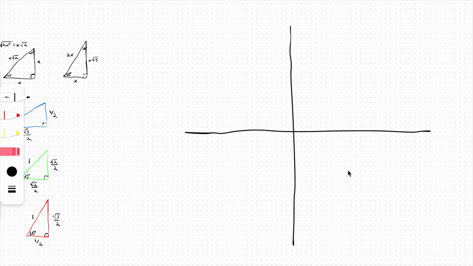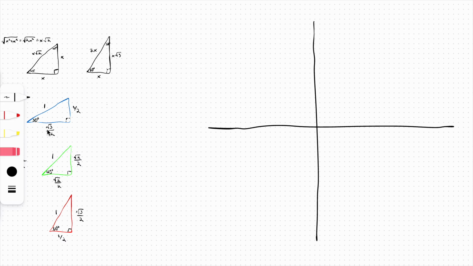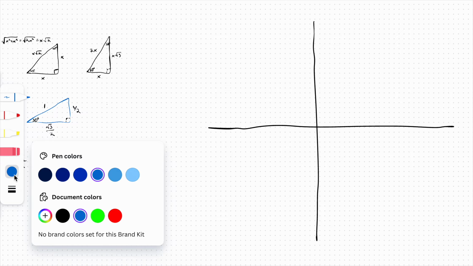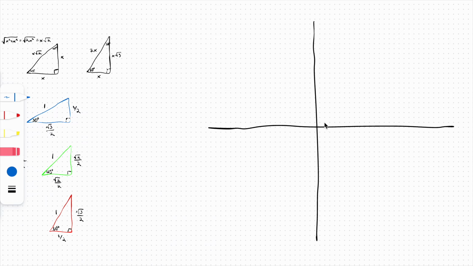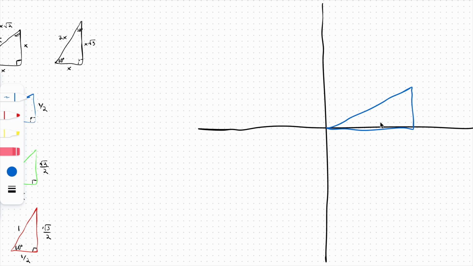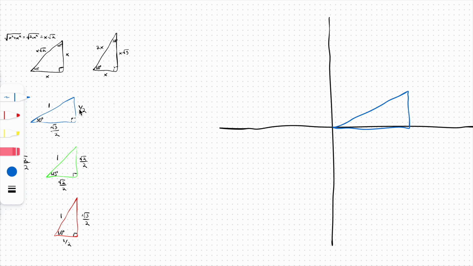Something like that. That's good enough. So you see this blue triangle. I'm going to draw that blue triangle again, except on this coordinate plane. So I have a blue triangle, and it's going to look something like this. Okay? So this has radius 1, right? I'm going to say our radius is equal to 1. Okay, so I'm just putting this on a coordinate plane.